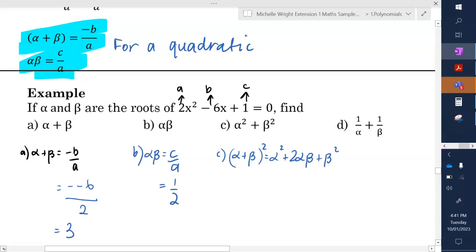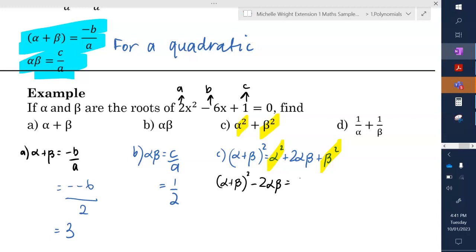Now, if you have a look at that, we want an alpha squared plus beta squared, and this side has an alpha squared plus a beta squared. So if I was to rearrange this equation so I was left with only alpha squared plus beta squared on the right-hand side, and I took 2 alpha beta away from both sides, we have something that we can work with. So let's do that. The left-hand side is alpha plus beta squared minus 2 alpha beta. And my right-hand side is now alpha squared plus beta squared. This is what we want to find.